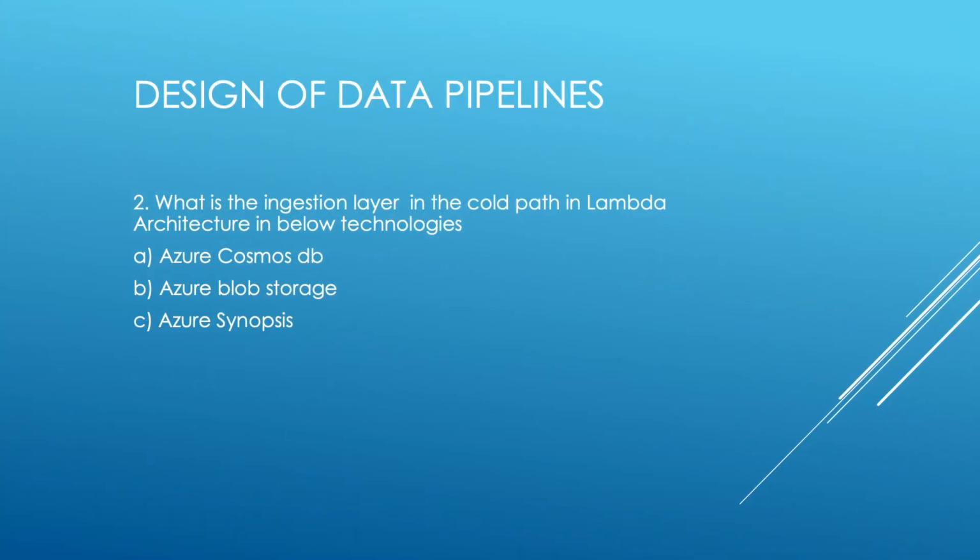Second question. What is the ingestion layer in the cold path in Lambda architecture in the below technologies? A. Azure Cosmos DB. No, this is used to store finally processed data. B. Azure Blob Storage. This is the right one, which is used to ingest the raw data. C. Azure Synapse. This is used to store the finally processed analytical workloads. So B is the right answer here.